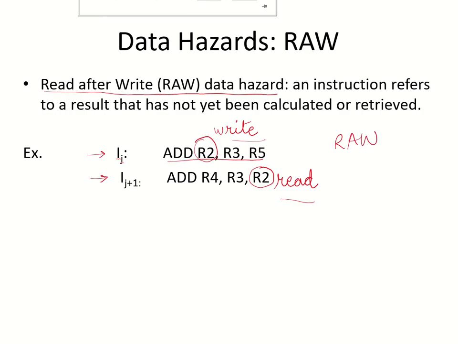As we just saw in the previous slide, because this Ij+1 instruction needs the value of R2 in the decode stage, whereas Ij will write the value in step 5, Ij+1 needs it in step 2. It will have to wait for 3 clock cycles till it gets the correct value of R2. This is called the read after write data hazard.